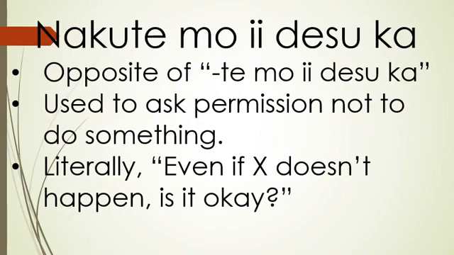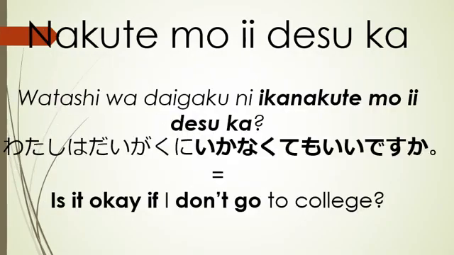So moving right along, next we have the nakute mo ii desu ka form. This is just the opposite or inverse of te mo ii desu ka. We use this to ask permission not to do something, and you could literally translate it as, even if X doesn't happen, or even if I don't do X, is it okay? So, if I said, Watashi wa daigaku ni ikanakute mo ii desu ka? That would mean, is it okay if I don't go to college?